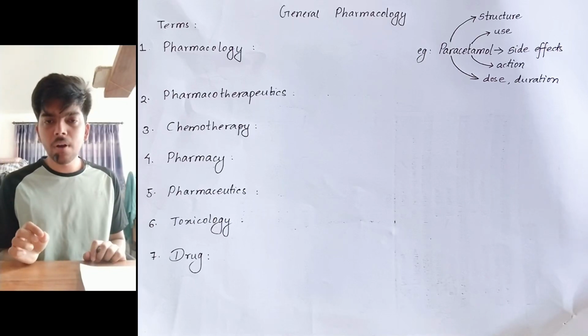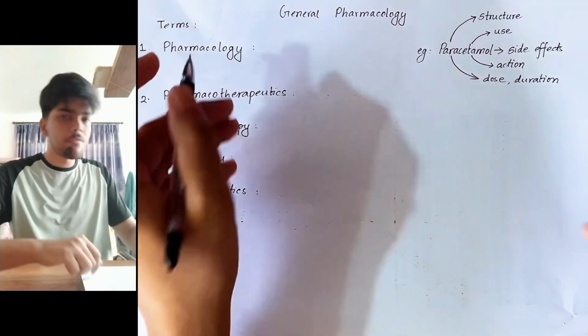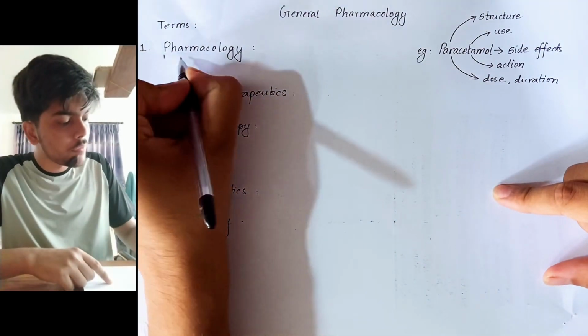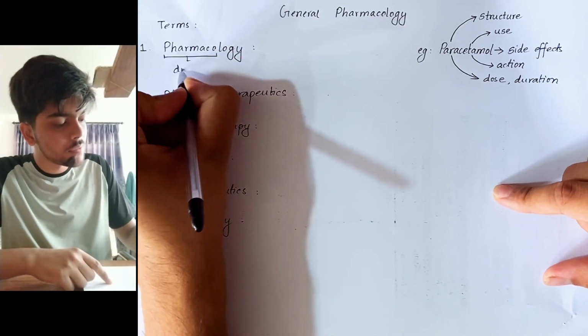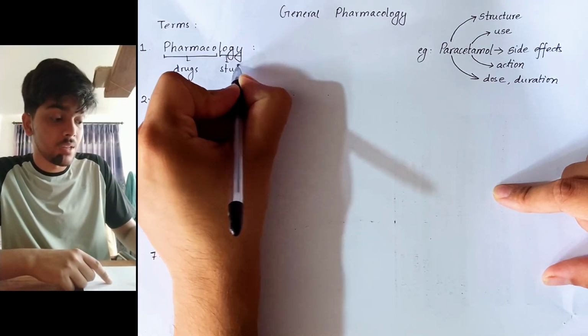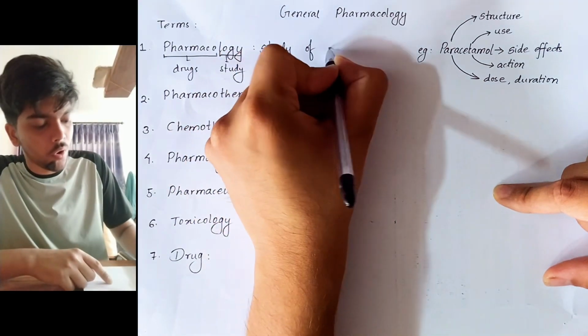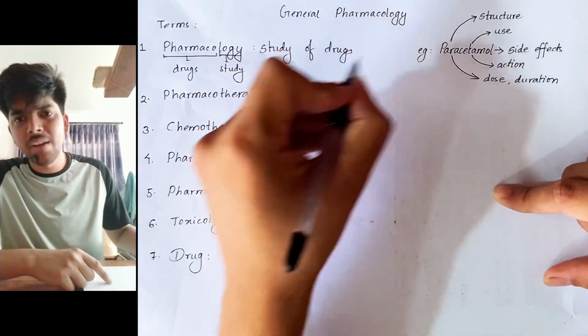So let's begin general pharmacology with some terms and their meanings. First is pharmacology itself, where pharmaco refers to drugs and logy refers to study. So pharmacology is obviously the study of drugs. What kind of study exactly?